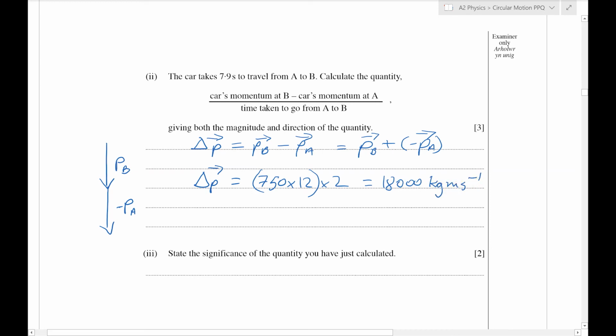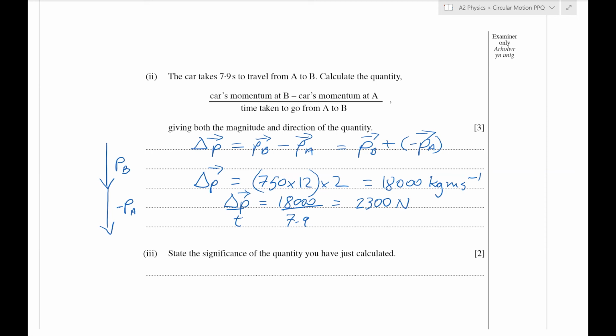And then the calculation that we have to do, the change of momentum divided by the time, we've just got 18,000 divided by 7.9, which will give us 2,300 roughly. This quantity, as we're going to see in the next part of the question, is a force. So we're going to give it the unit of newtons. We could call it kilogram meters per second squared, and that is newtons anyway.